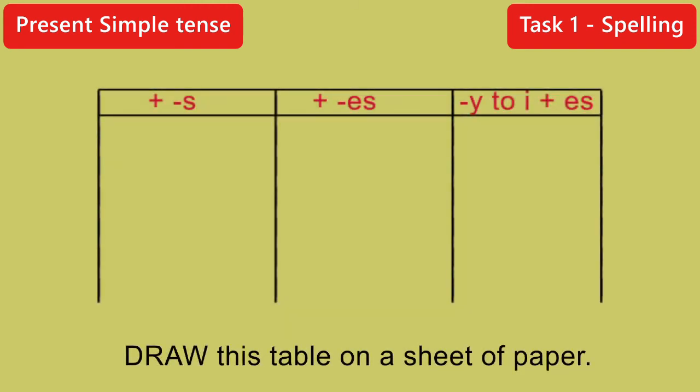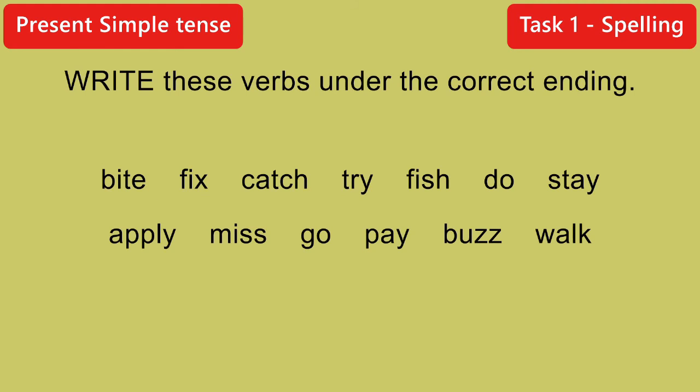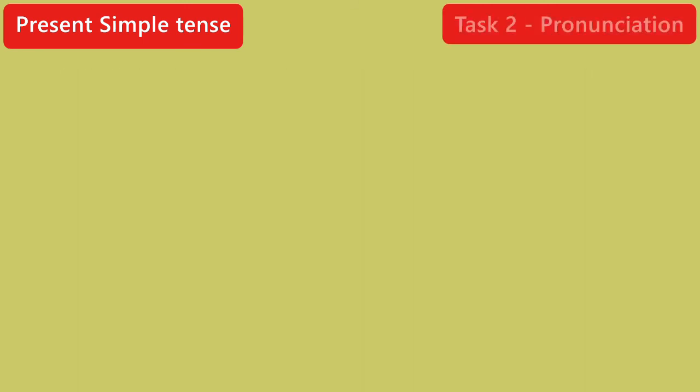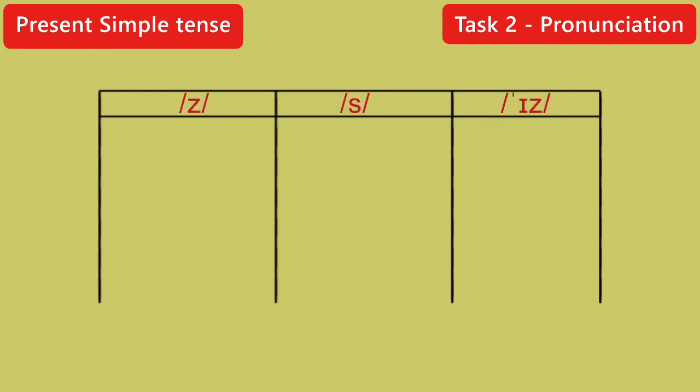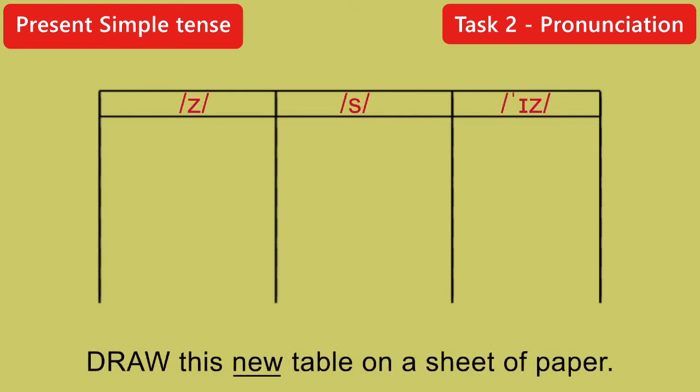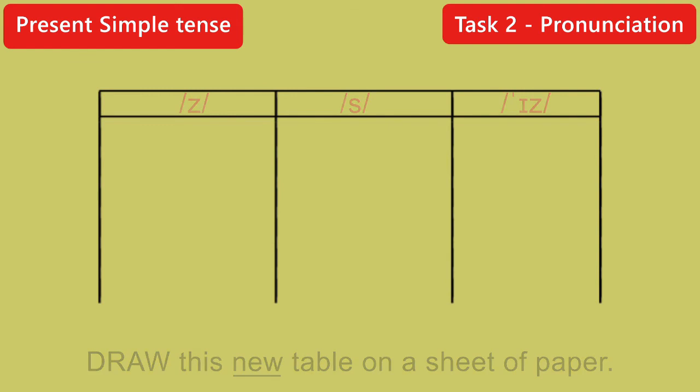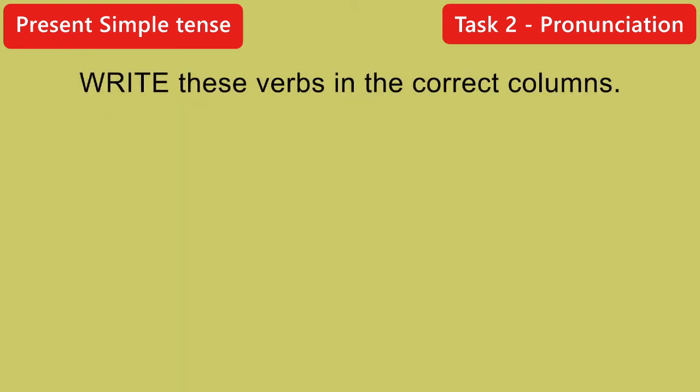Task 1. Spelling. Draw this table on a sheet of paper. Write these verbs under the correct ending. Task 2. Pronunciation. Draw this new table on a piece of paper. Write these verbs in the correct columns.